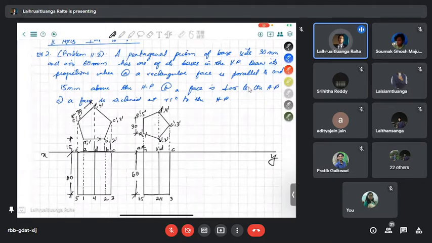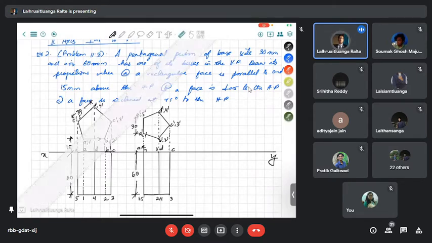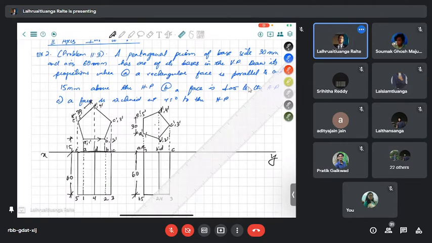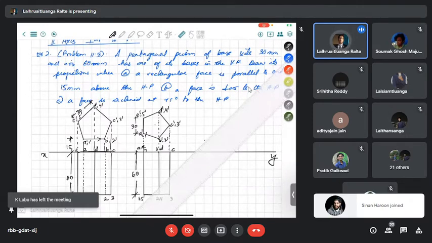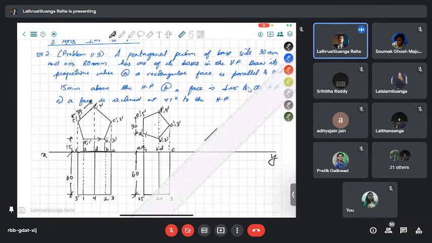In the third condition, we have a face which is inclined at 45 degrees to the HP. So we start with one line inclined at 45 degrees to the HP, and we start from that. Let me just employ this one for now. 45 degrees like this. I hope this is 45. Yeah, this is 45. So we have something like this.